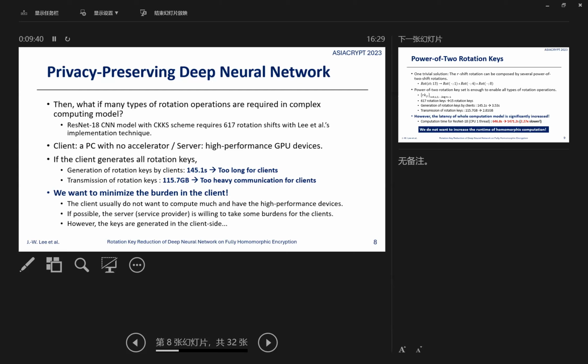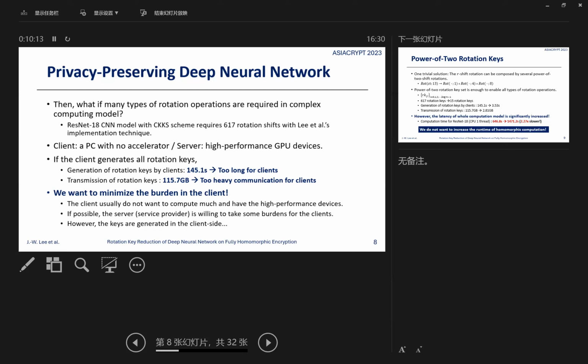And the transmission is somewhat more severe. This is 15 gigabytes, which is very heavy communication for the clients. So we want to minimize the burden on the client for two reasons. First, the clients usually do not want to compute much. And the second is there are no high performance devices on the client side.